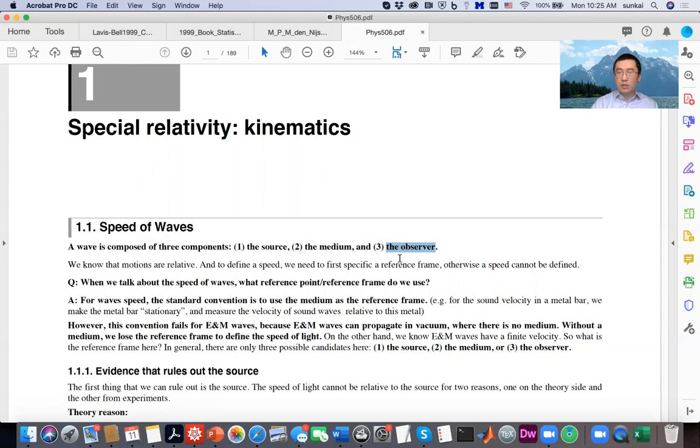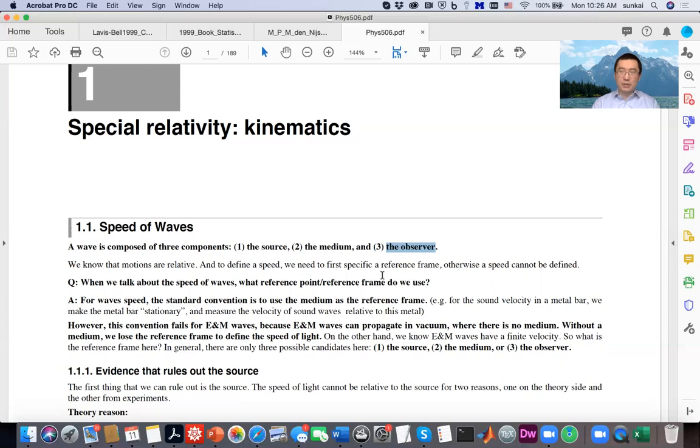So this picture was actually, as you all know, resisted by the community for some time, or at least by many people in the community. One of the main resistances comes from the fact that, previously, for none of the waves we know is the speed relative to the observer.